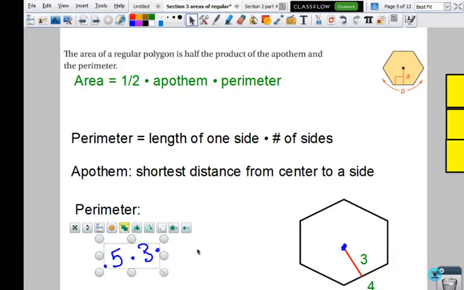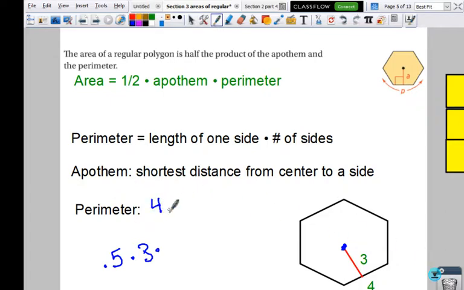Every time you find the area of a regular polygon, you also have to find the perimeter. Alright, so I guess I should find the perimeter. If one side is 4, and there are 6 sides, my perimeter is 24.